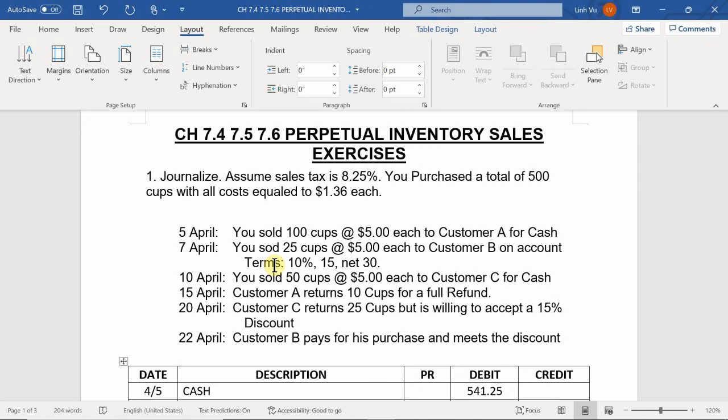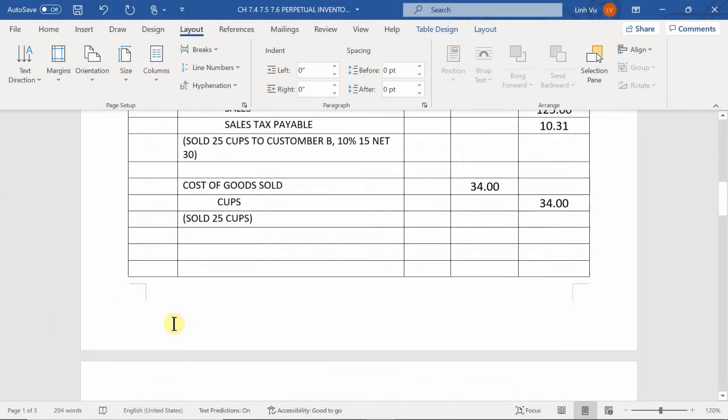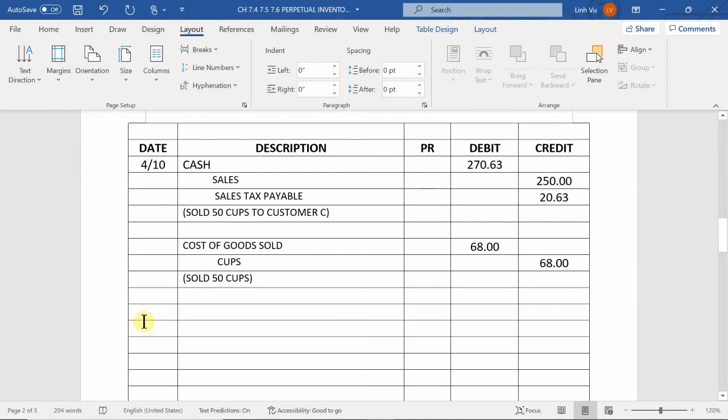So let's take a look at customer A, right? When did we sell to customer A? We sold to them on April 5th, right? So we sold a total of 100 cups at $5 each, okay? And how did customer A pay me? Cash. They paid with cash. So in this case, if customer A is returning 10 of those coffee mugs for a full refund, how do we journalize this?